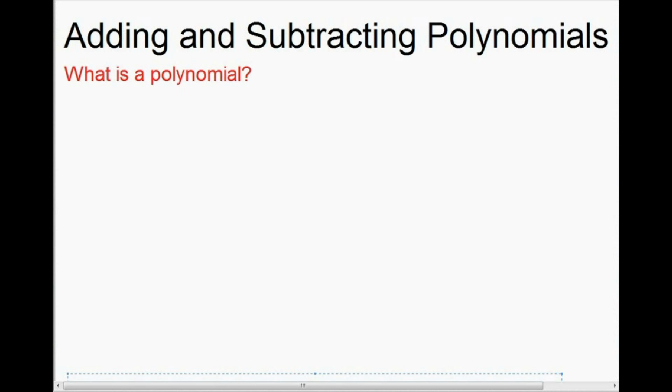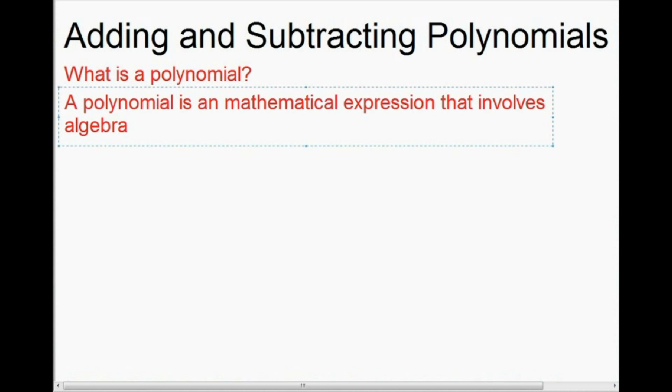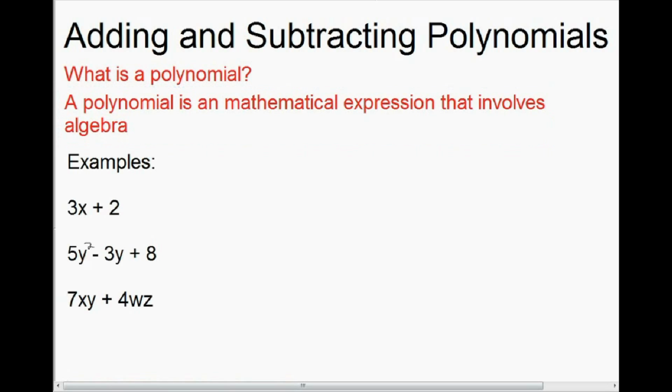The next thing we're going to talk about in our algebra unit involves adding and subtracting polynomials. And the first question you're probably going to ask yourself is, well, what is a polynomial? We can define a polynomial as a mathematical expression that involves algebra. So it's really just a math sentence that involves algebra. So, for example, 3x plus 2 would be considered a polynomial. It's a math sentence, an expression that does involve algebra.